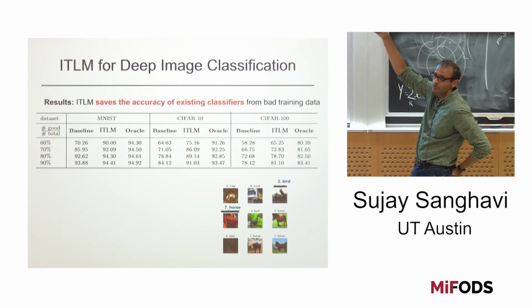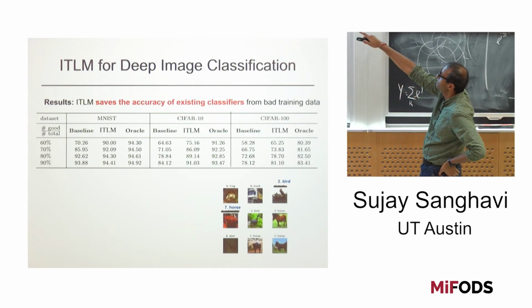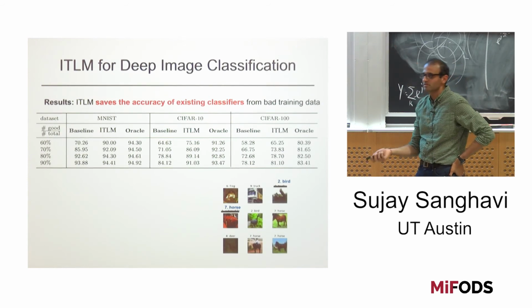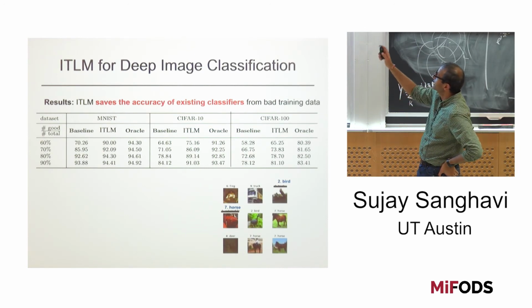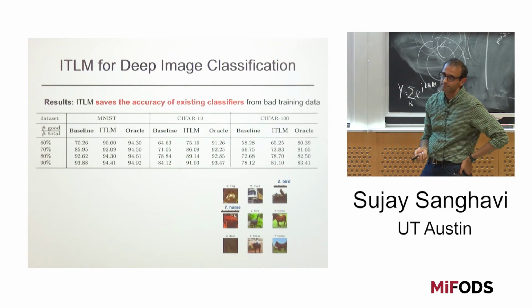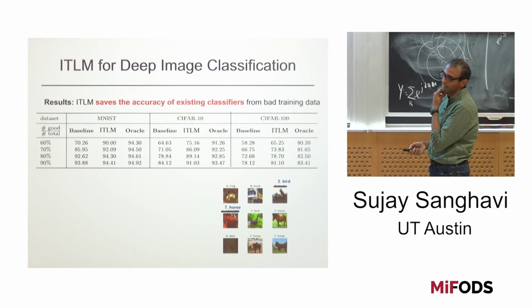Each row corresponds to the fraction of samples that are good, so the remaining samples have systematic error. When 60% of samples are good, then the oracle, which knew which were the good samples, gets 94% accuracy because it knows what the good samples are, so it kind of ignores the bad ones. And trim loss minimization gets 90%, but the baseline is just 70%.